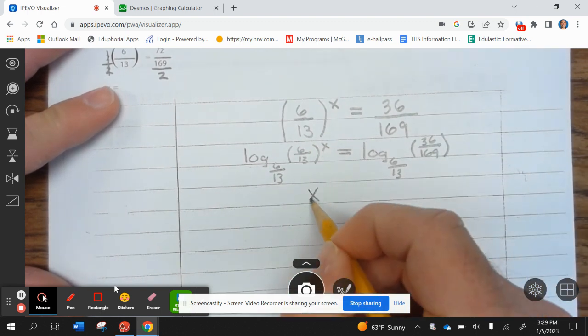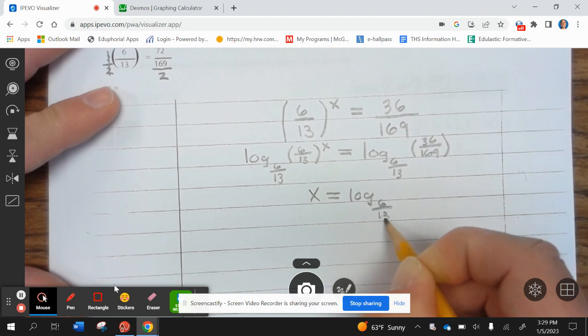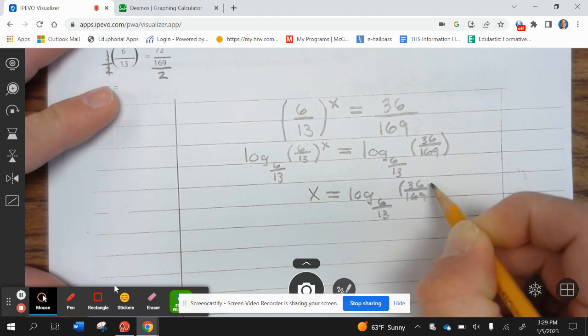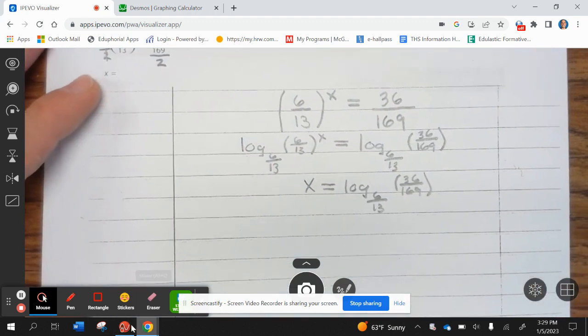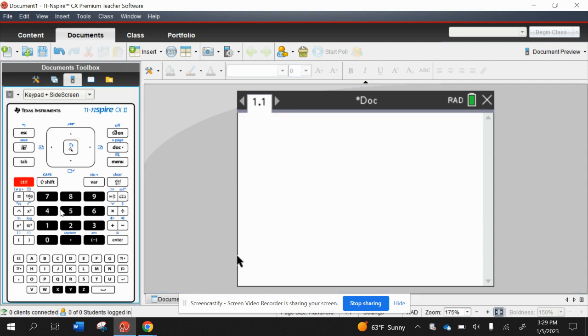Okay, that cancels. You're left with x equals log base 6/13 of 36/169. Let's go ahead and put that in our calculator. So log base 6 divided by 13 of 36 divided by 169. And so x equals 2.